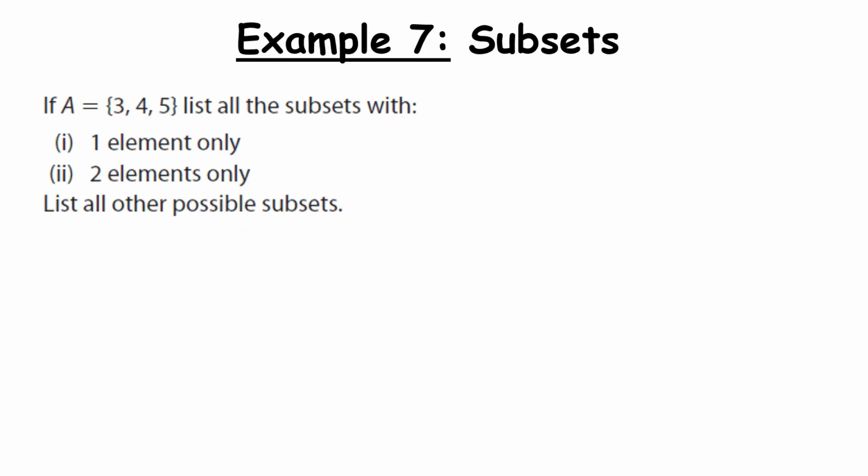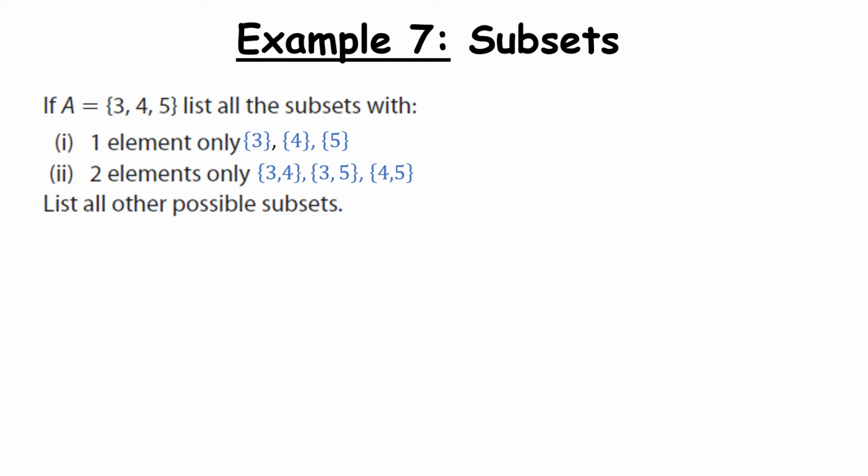Example 7, subsets. So subsets are sets that are contained within sets. So we've been given this set A here, which has the elements 3, 4, and 5. They want us to list all the subsets with one element only, and then list all the subsets with 2 elements only.